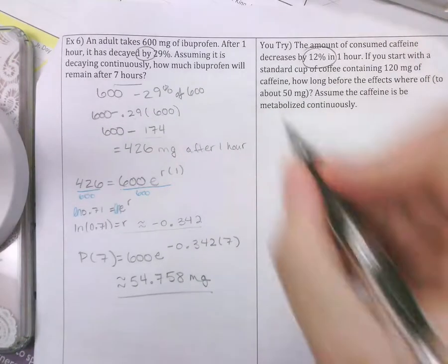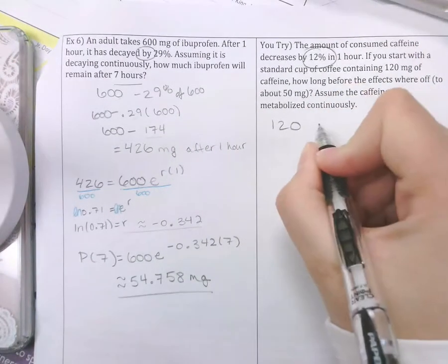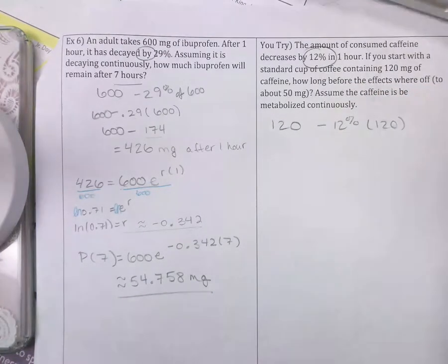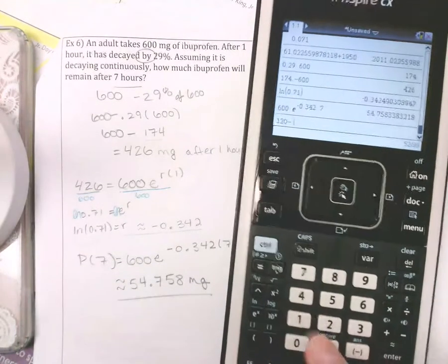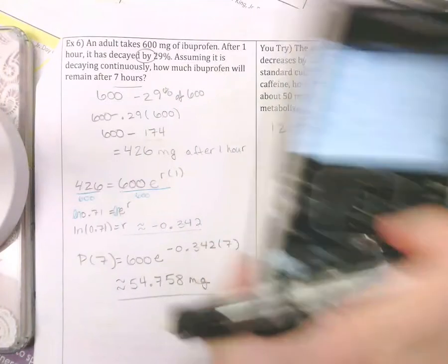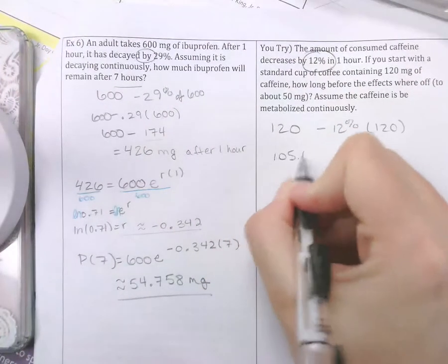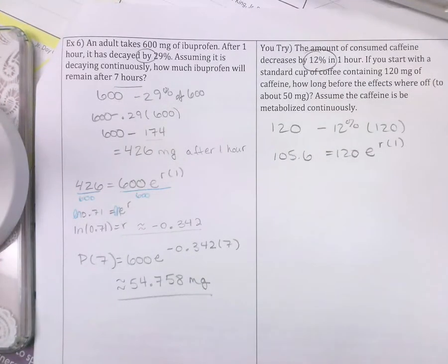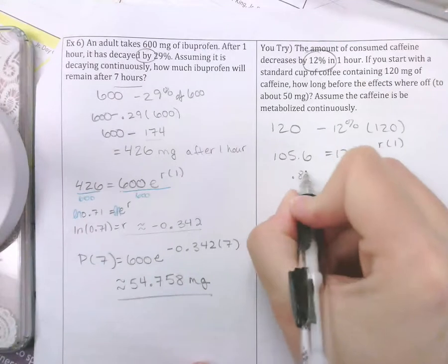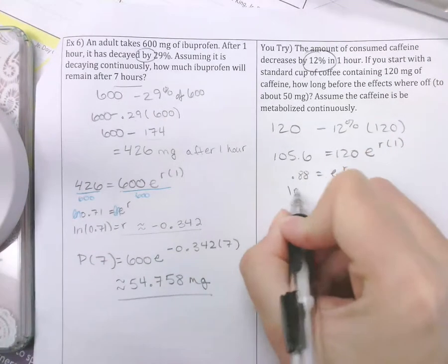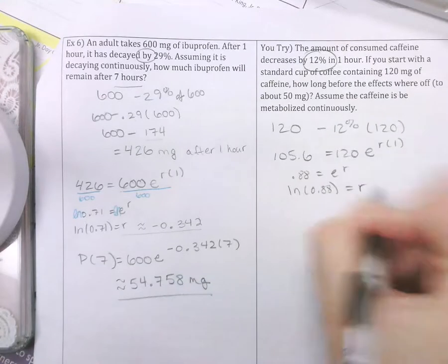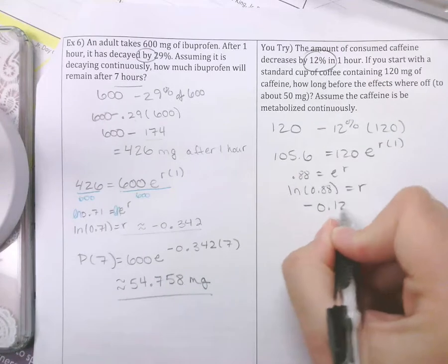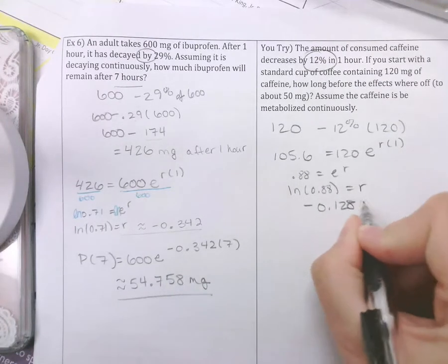In 1 hour, you're going to take 120 milligrams and subtract 12% of 120 milligrams. So that's 120 minus 0.12 times 120, and that's 105.6. And you're going to use that to calculate the R. So you'll divide by 120, and that's going to give you 0.88. And then you'll take the natural log of that to get R. And that gives you negative 0.128.